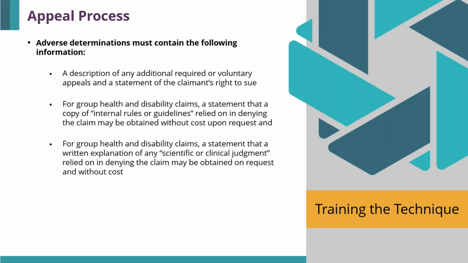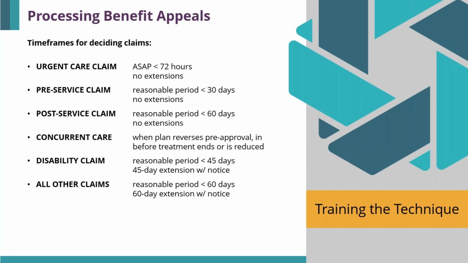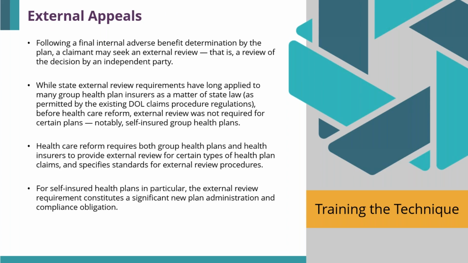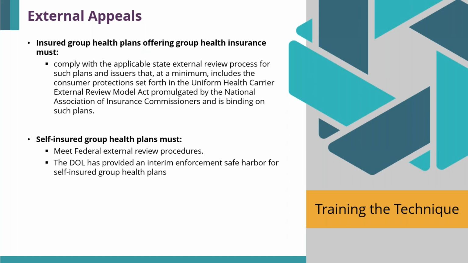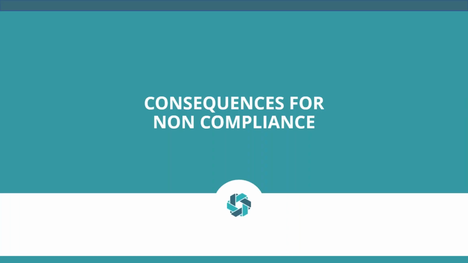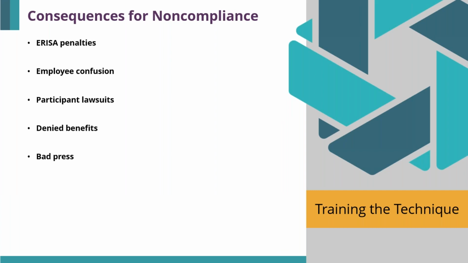Group health plans and disability claims: a statement that a copy of the internal rules and guidelines relied on in denying the claim may be obtained. And again, for appeals, this is when it has to be decided. Also remember, for health plans, under the ACA there are external appeals provisions which have to be included in the plan documents. Now, what happens if there's non-compliance? There are ERISA penalties, employee confusion, participant lawsuits, denied benefits, and bad press.